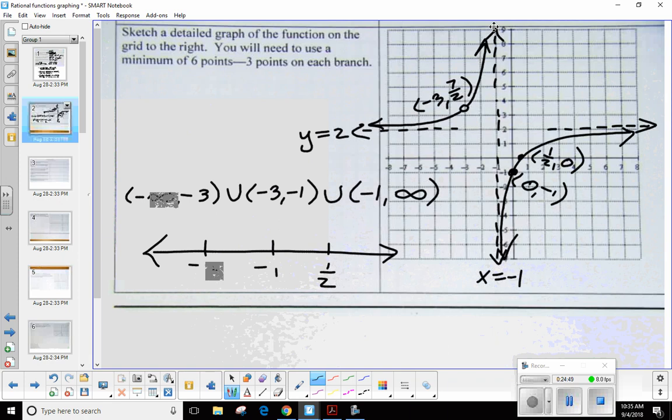And I'm going to keep emphasizing that because the sign chart is telling you everything that's happening graphically. And now we're to the point where we're graphing these. Okay, good.